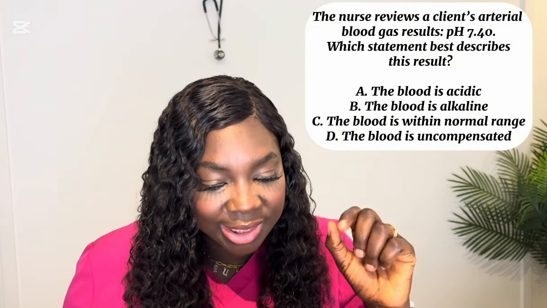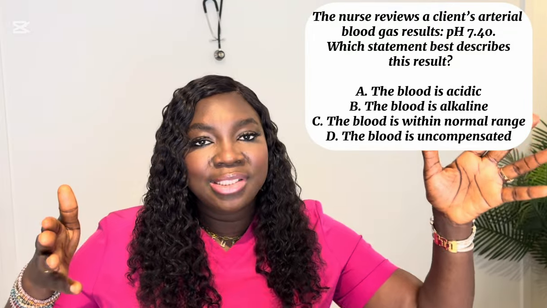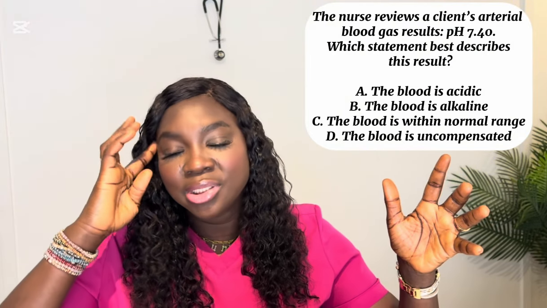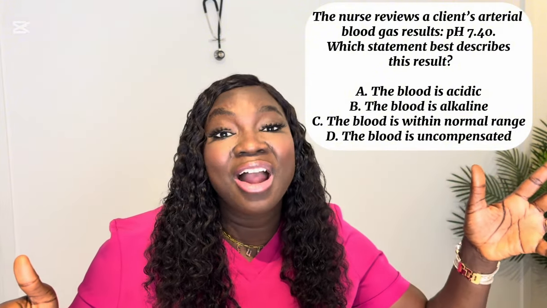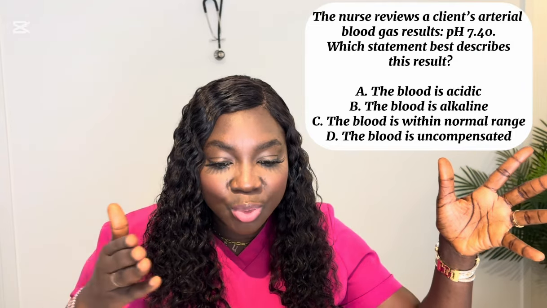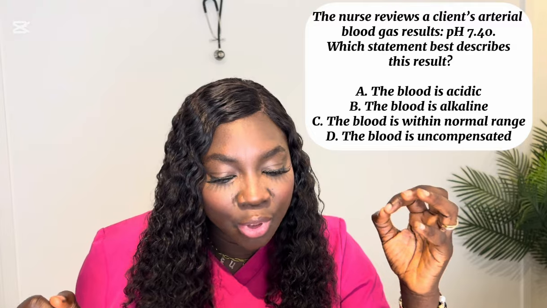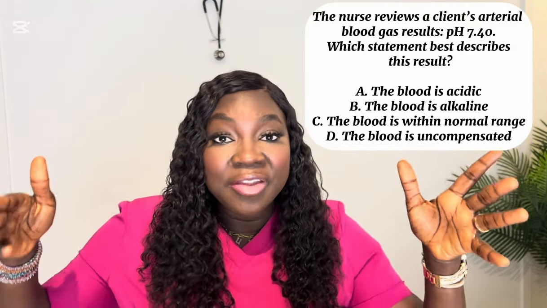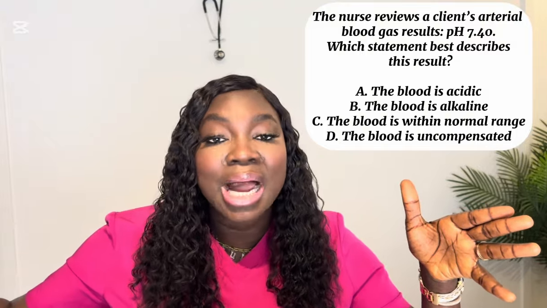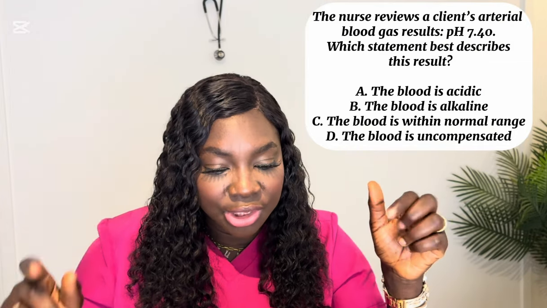Now let's go through the wrong choices. A says the blood is acidotic. No, I told you the normal range is 7.35 on the acid side and 7.45 on the base side. When it falls below 7.35, we are leaning toward acid, and then you can say the blood is acidic, but the value is 7.40, which is within the normal range. So this is wrong. Now, B says the blood is alkalotic. No. If the value falls above 7.45, then we'll say it's alkalotic, but the value given to us is within the normal range for pH. So this is wrong too.